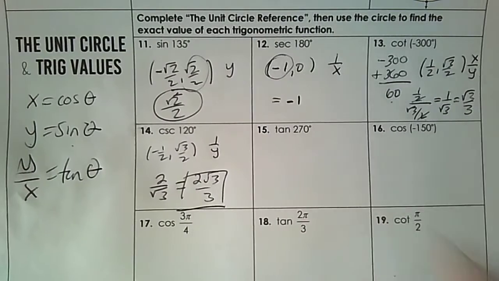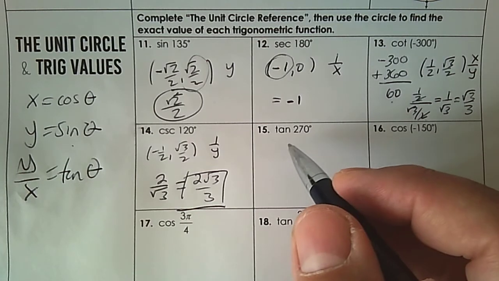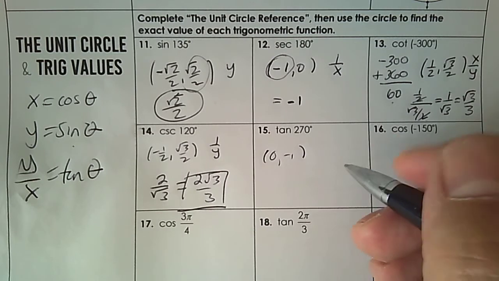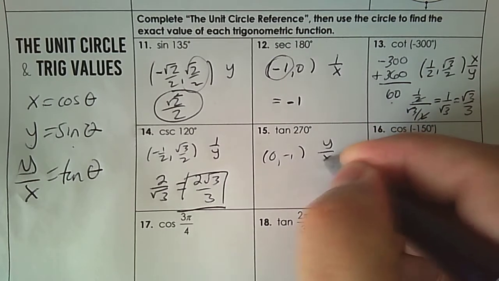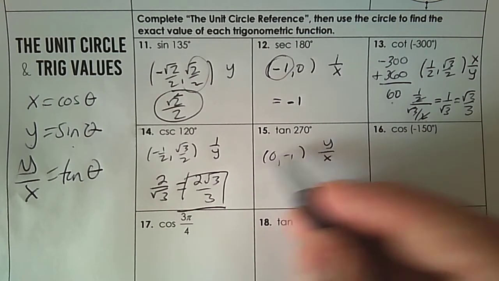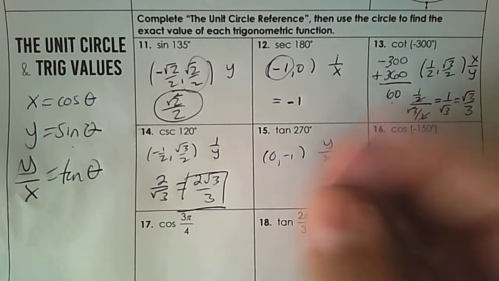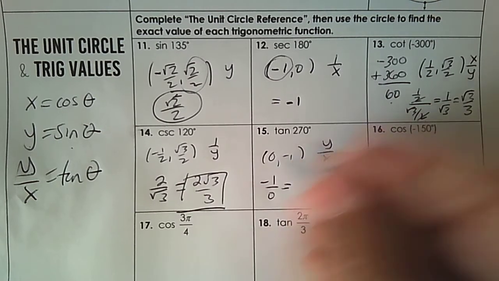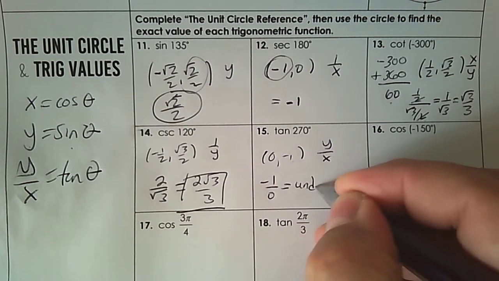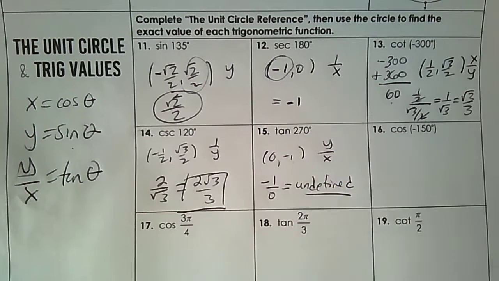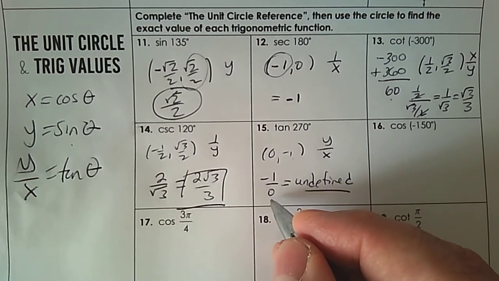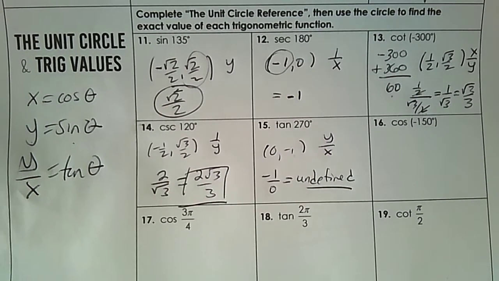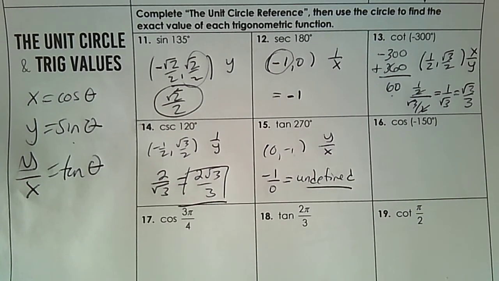Number 15, 270. Find that on your unit circle. Well, that's 0 and negative 1. What's the definition of tangent? It's y divided by x. Now, when I see this, y divided by x, I get negative 1 over 0. And negative 1 divided by 0 means the answer is undefined. Because when you have a 0 in the denominator, there is no answer for that. So when there's no answer, it is undefined.